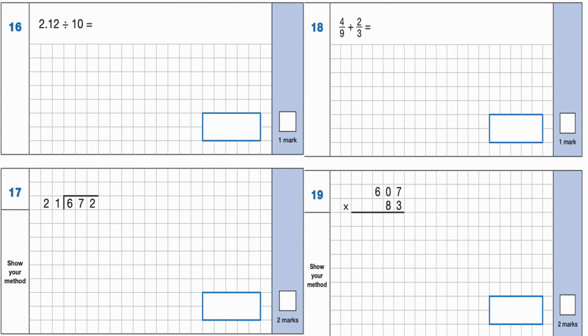Question number 16, dividing by 10. Well, 2.12 divided by 10. So the decimal point moves 1 point to the left. So it's 0.212. Okay, so the answer is 0.212, guys.